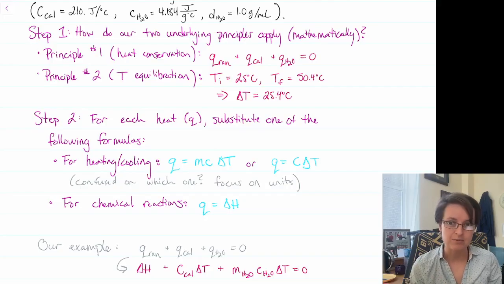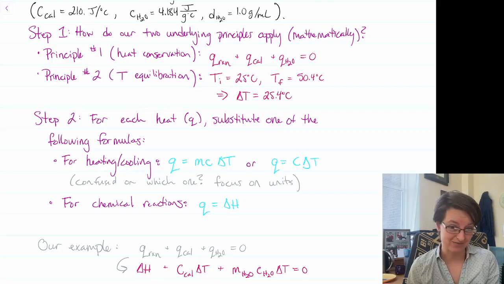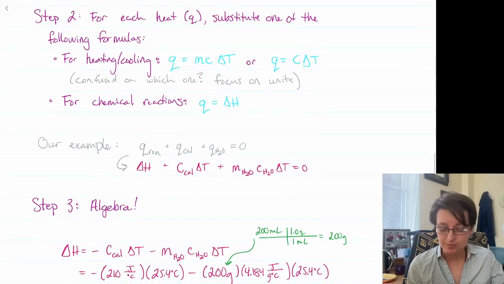Notice in the problem statement, when it gave us the heat capacity of the calorimeter, it was in units of joules per degree Celsius, not joules per gram degree Celsius. And so that tells me that I should be using capital C delta T, which is in contrast to our third and final term, the water. For the water, we're given the specific heat capacity. And so on that, I'm going to plug in MC delta T for my formula. Okay, so that's all set equal to 0. And now it's time to do the algebra.